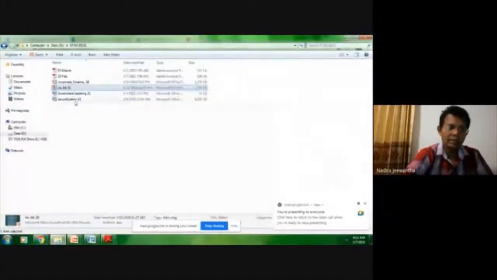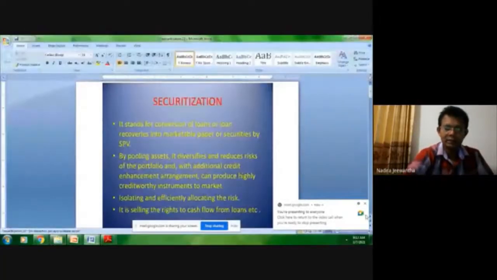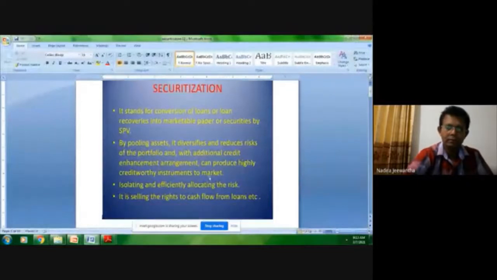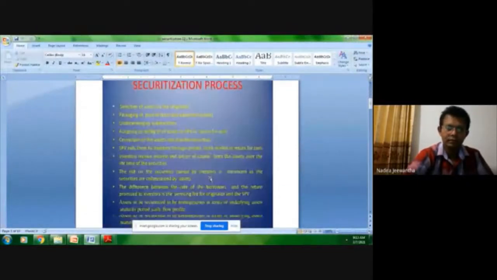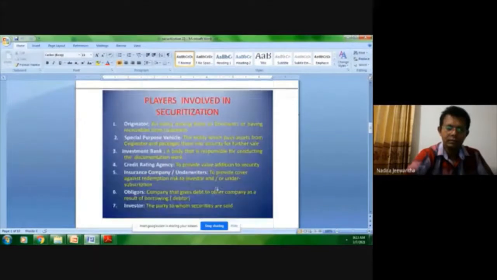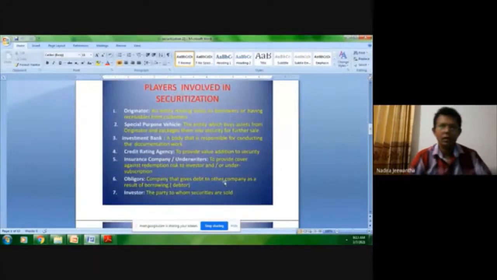And in the securitization paper, remember, there are few parties to be involved. And this was tested by the examiner quite some times. The originator and the special purpose vehicle. What is an SPV?